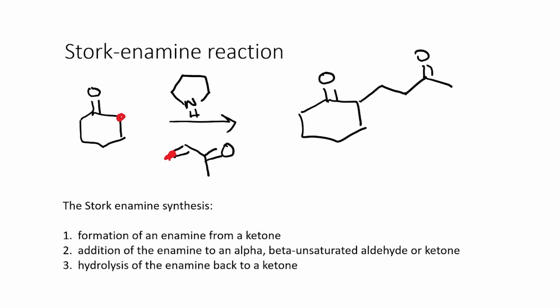And I think one important part here is to understand the role of this secondary amine, which is basically, as the name of the reaction suggests, it forms an enamine. So the Stork enamine synthesis has the following components. The first step is to form an enamine from a ketone, which is what we will do with this ketone. And then we add the enamine to an alpha beta unsaturated aldehyde or ketone, which is shown here. Then the reaction occurs and then you hydrolyze off the enamine back to a ketone.